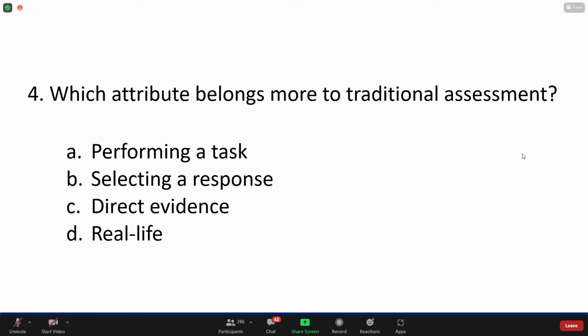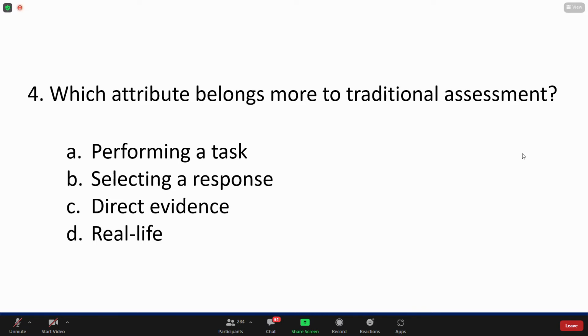A. Performing a task. B. Selecting a response. C. Direct evidence. D. Or real life. Sir, performing a task, sir. Performing a task. How about the others? Sige, the others, you can key in your answer in the chat box para makita natin.